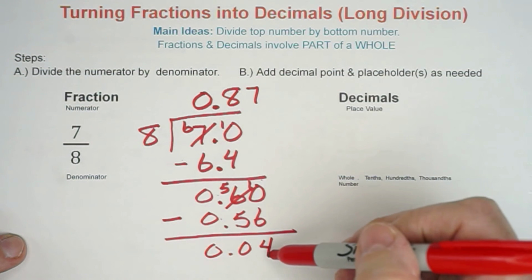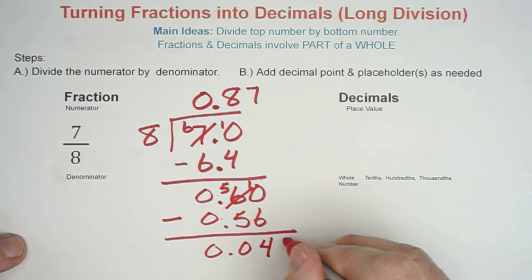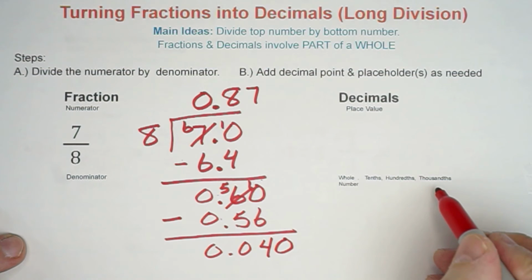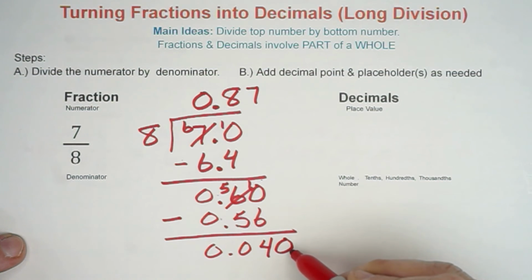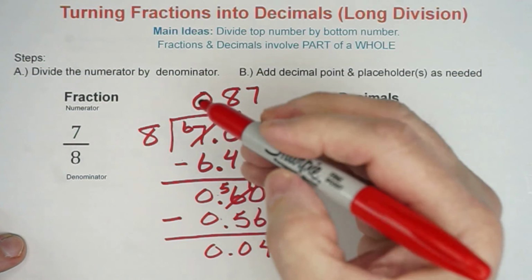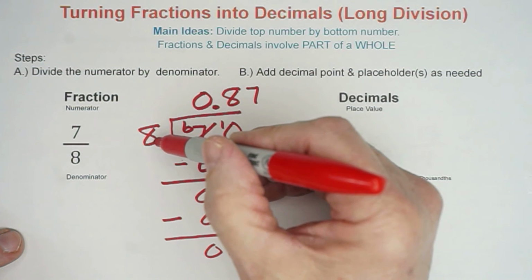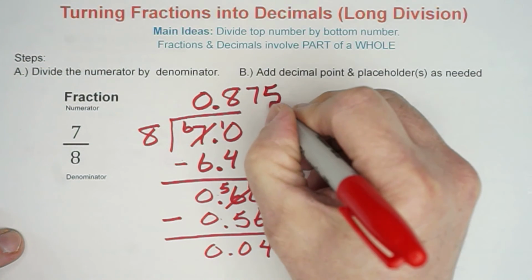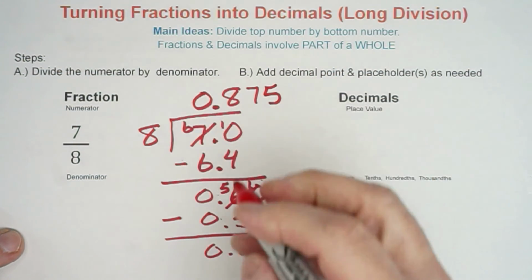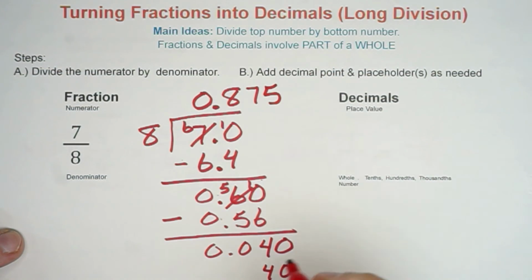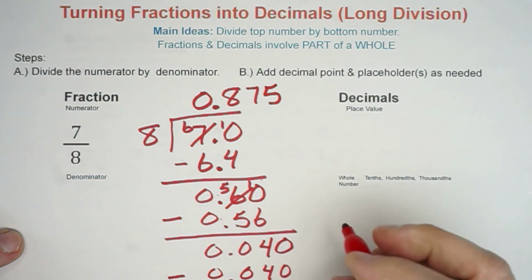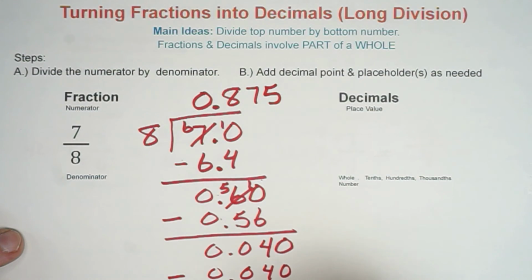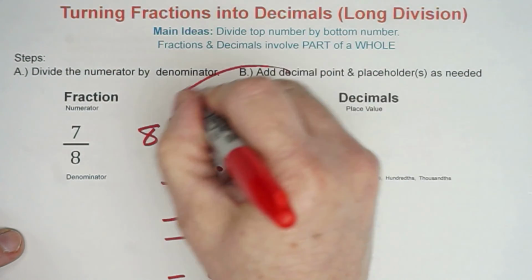Does 8 go into 4? No. So again, I'm adding another 0. This one would be from your thousandths, right? So we have 40 thousandths. Does 8 go into 40? It does. It goes 5 times. 5 times 8 would be 40, but don't forget to add your tenths and your zeros. Okay, it takes a little bit of practice. And notice here that we are not going to get any remainder.